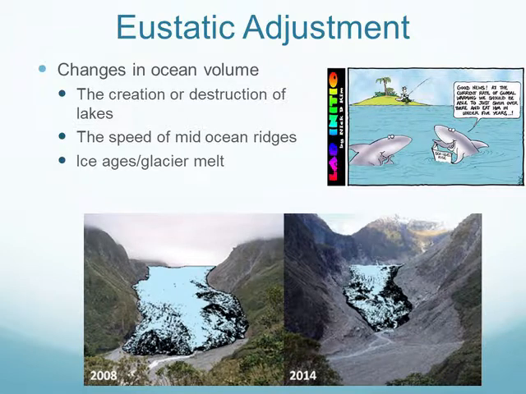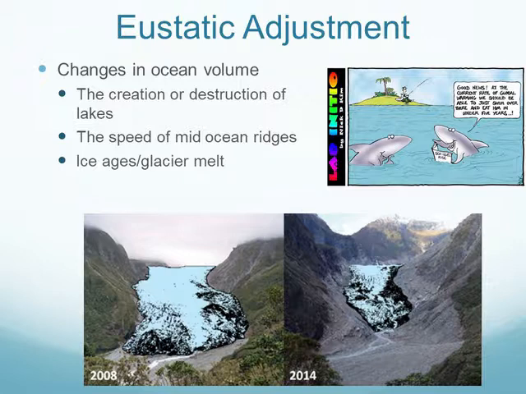And then you have eustatic adjustment. This is when you have changes in ocean volume. So essentially what we're doing right now with climate change. And if you melt a lot of the glaciers and a lot of the sea ice, and you put that water back into the ocean, you are changing the sea level.